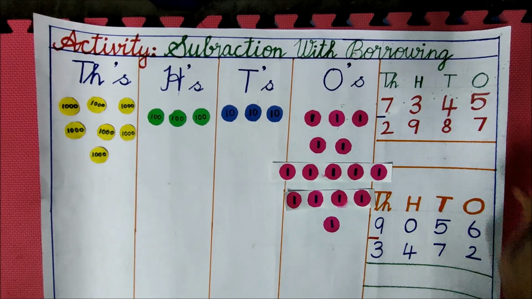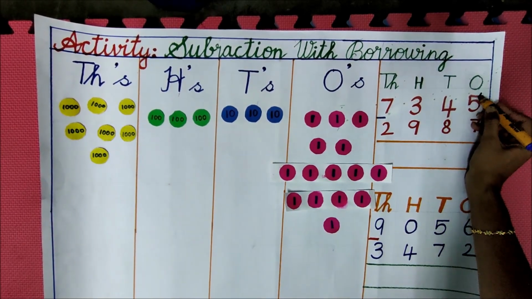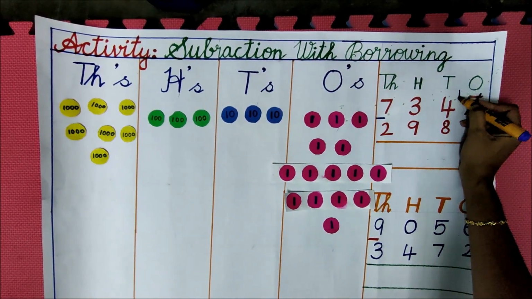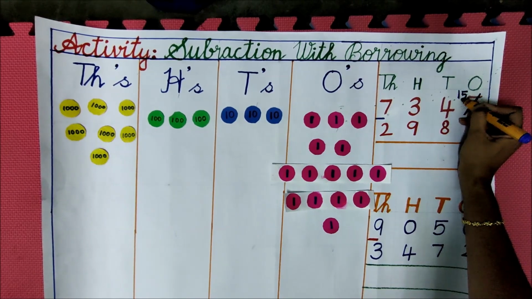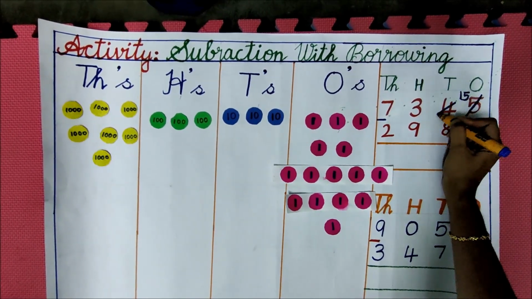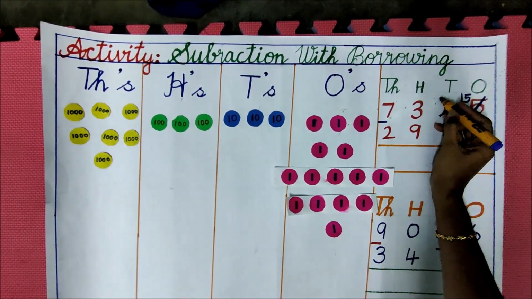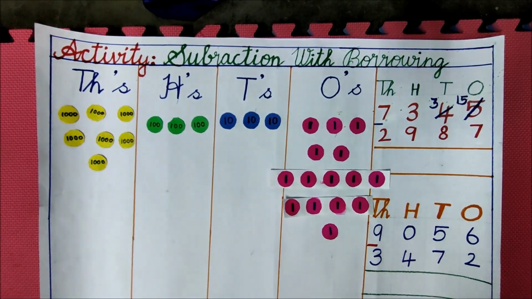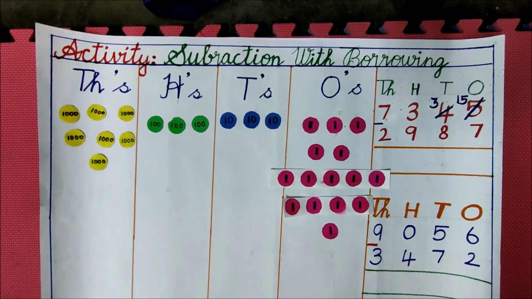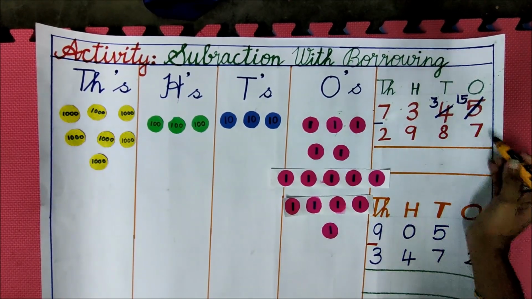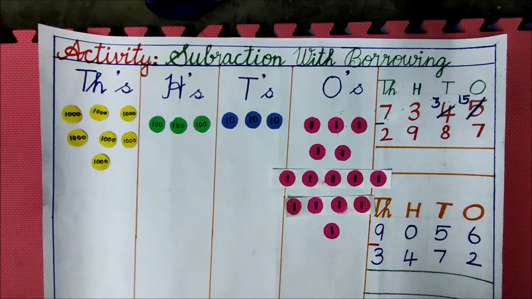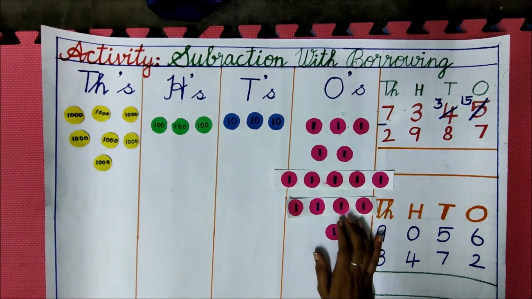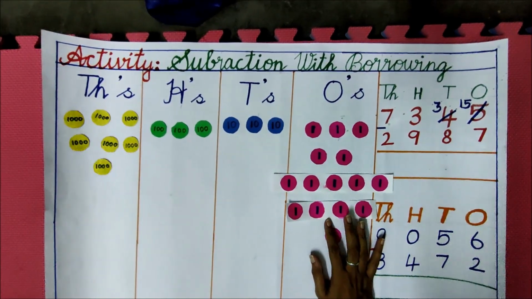So this 5 becomes 15. And this 4 becomes, how many tens are there? Only 3, right? Yes children. Now we can subtract. So we have to subtract 7 from 15. Now I am going to take 7 circles from 15.